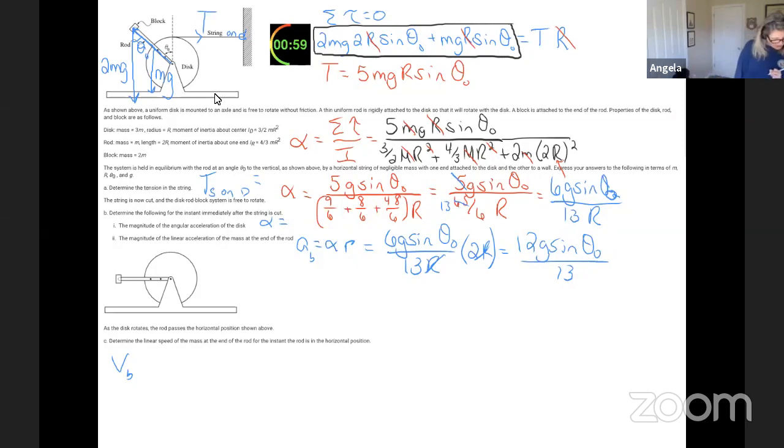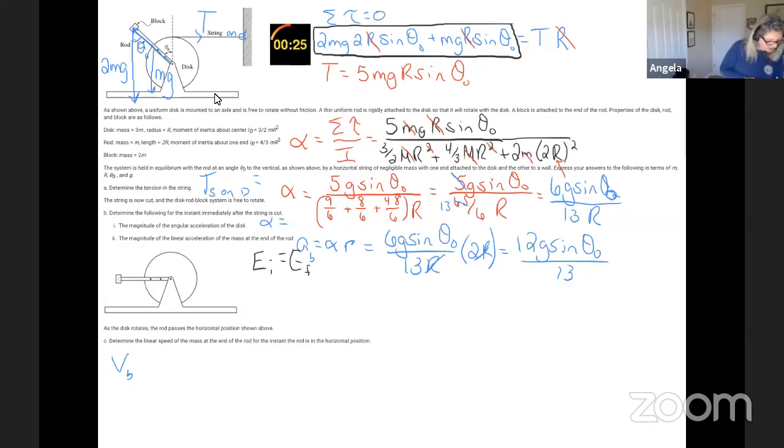And then it says, find the linear speed of the mass at the end of the rod in the diagram shown. So basically it went from that angle theta naught all the way to horizontal, and we need to find the tangential speed of the block right when it gets horizontal. So let's use energy conservation. That's usually the easiest. Okay, so we'll do E initial equals E final. And the system has gravitational potential energy. I'm talking about the rod, disk, block, earth system.